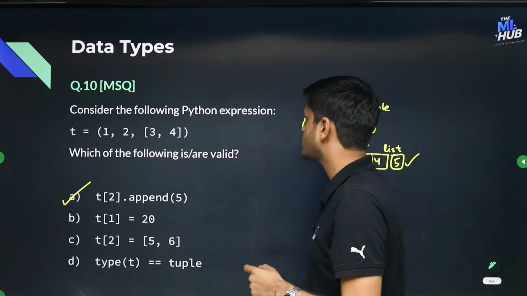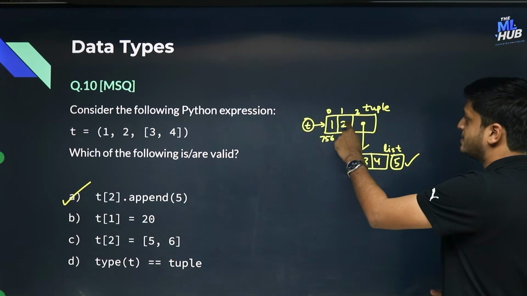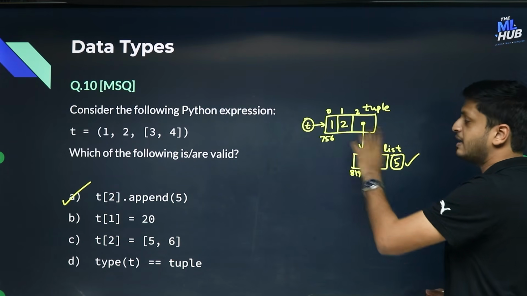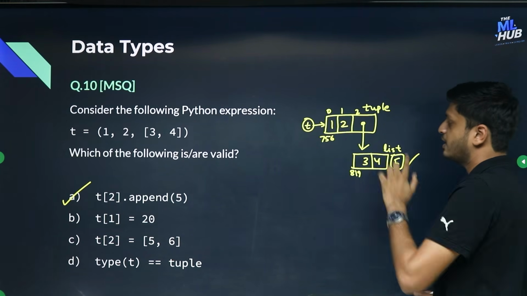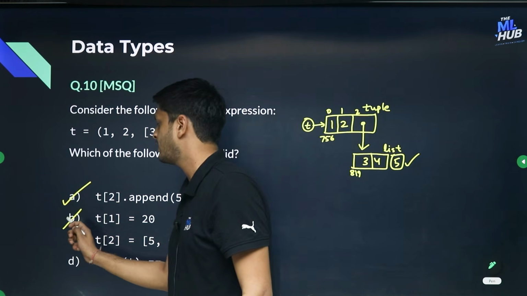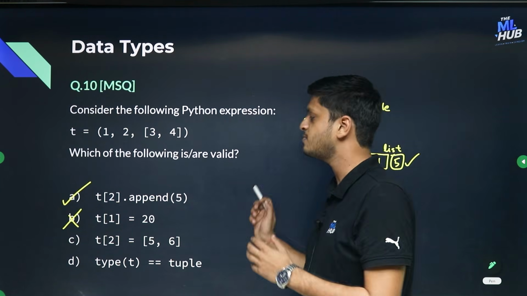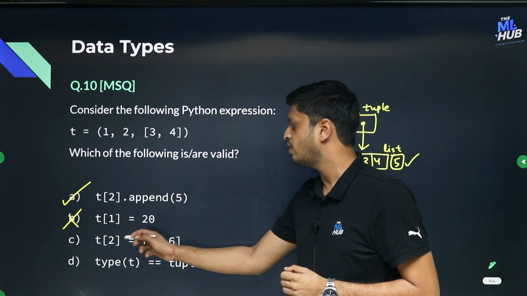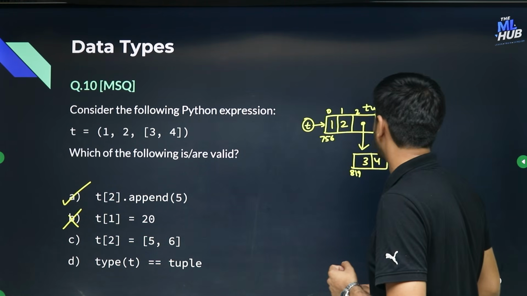Then we have t[1] = 20. t[1] = 20 means this element should change to 20. Now tuples are immutable. You cannot change any element in place. So t[1] = 20 will give you an error. This is not allowed. But any mutable object inside it can change, because that is actually pointing to some other memory location.